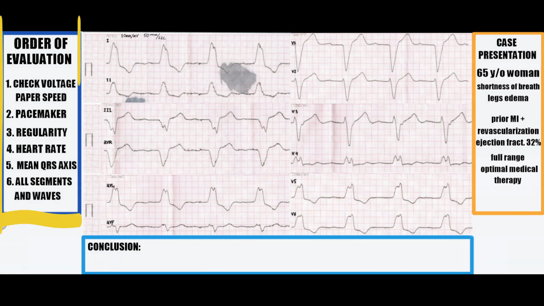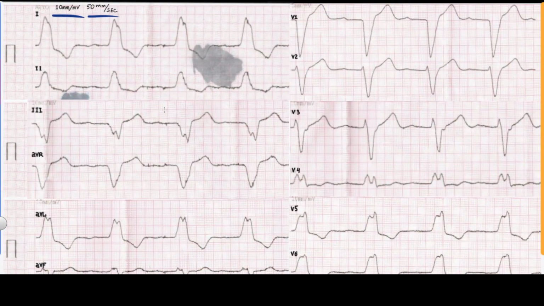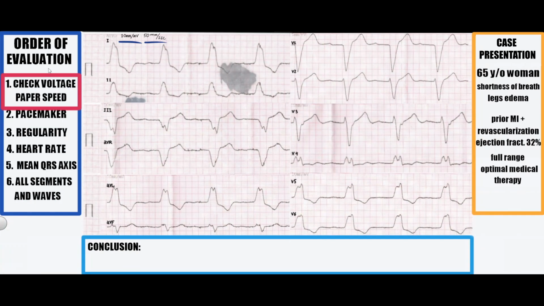We will examine the ECG in the order on the left. The first thing that we need to check for correct ECG examination is voltage and paper speed. As you see, 10 mm is 1 mV and paper speed is 50 mm per second. The next step is the pacemaker of the heart.